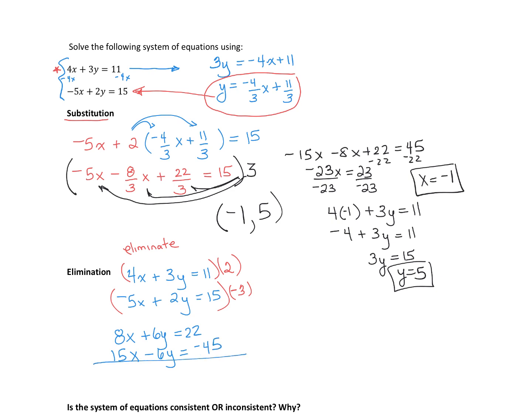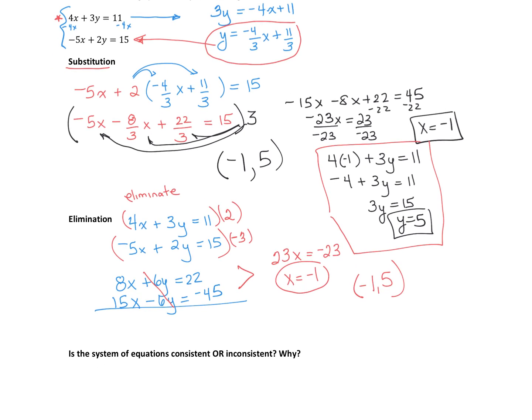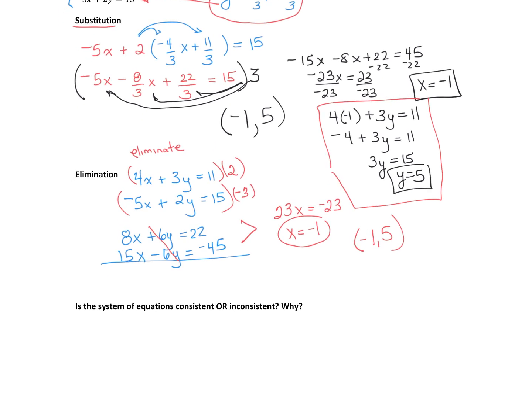If I add those together, I get 23x. These are eliminated, which was my point, equals -23. And in dividing, we get x equals -1 again. The last step would be exactly the same as this step here. Once you have the x value, you plug it in to find the y value. And again, we get -1, 5. So the question here is the system of equations consistent or inconsistent, and why? And because we have a solution, we're going to say that this is a consistent equation.